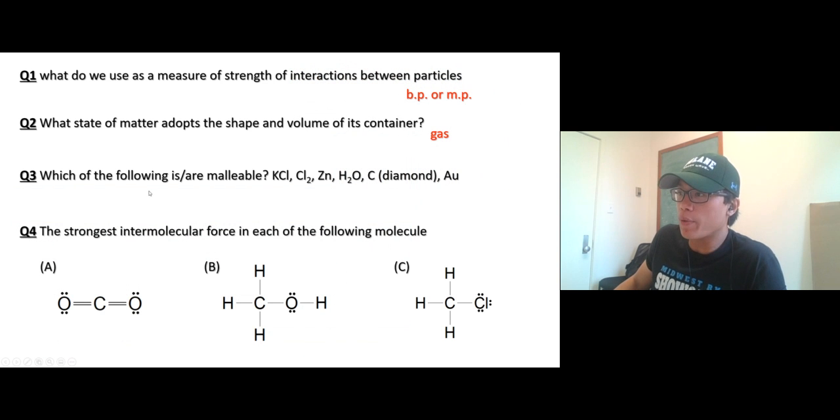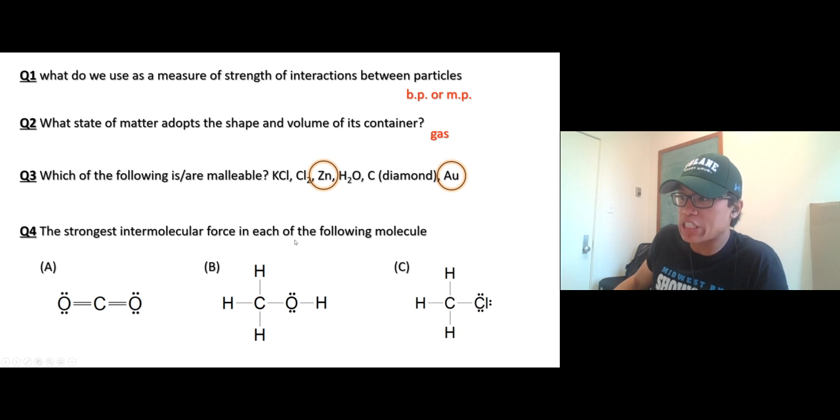All right. Which of the following is or are malleable? So malleable, that's the property of what type of compound? Ionic compound, covalent compound, or metallic compound? Metallic compound. So basically, I'm asking you which one is a metallic compound. Potassium chloride, that's an ionic compound. Chlorine gas is a covalent compound. Zinc, yes. Water is a covalent compound with hydrogen bonds. Carbon, we haven't talked about this, but carbon by itself is not an ionic compound or a metallic compound. Gold by itself is a metallic compound. Okay, so these two are malleable.